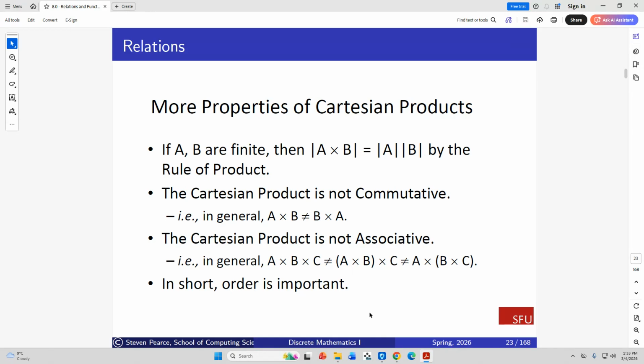So, more properties of Cartesian products. We've already mentioned that the product rule holds for cardinality. By the product rule, the cardinality of the Cartesian product is simply the product of the cardinalities of the individual sets. They're not commutative. We already established that. And it's not associative. A cross B cross C is not equal to A cross B cross C. The parentheses in logic always are right first. It goes to the right side of an equation first. We talked about this back in chapter 1. And so order is obviously important because these are ordered pairs, ordered k-tuples, ordered sets.